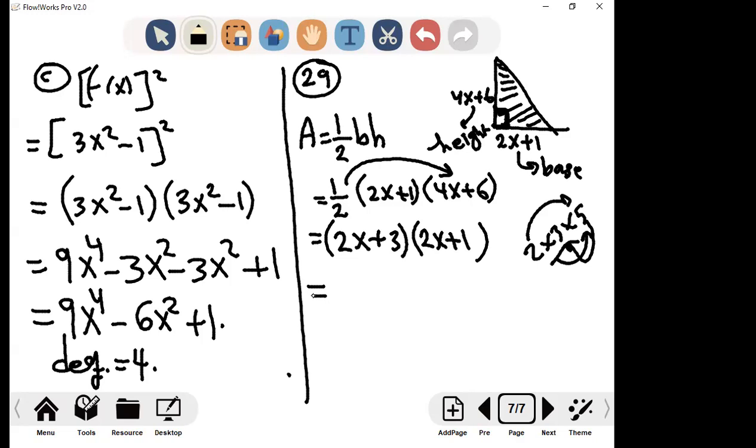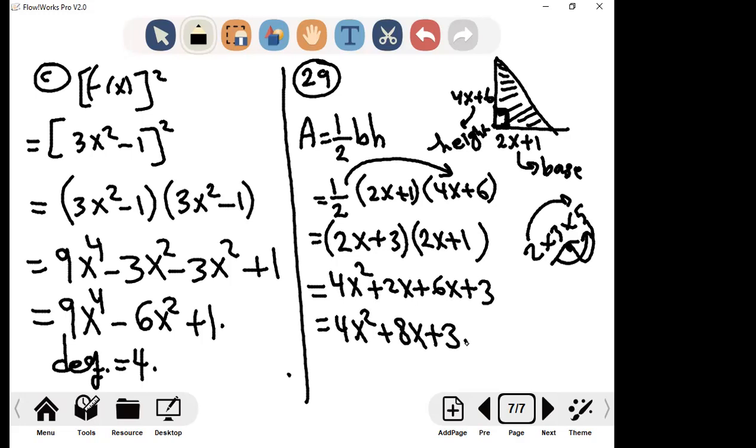Yeah, 2x by 2x, 4x power 2. 2x by 1, 2x. Plus 3 by 2x, 6x. 3 by 1, 3. This is equal 4x power 2 plus 8x plus 3 square units. This is area. If you remember, yesterday we evaluated the volume. We said cubic. The volume means power 3. Area is square units, meaning power 2. Okay.